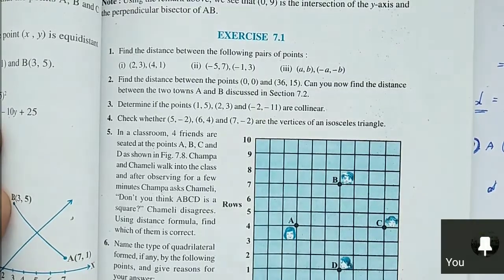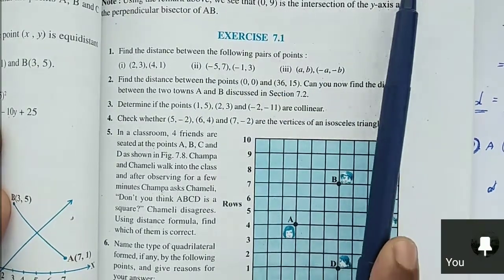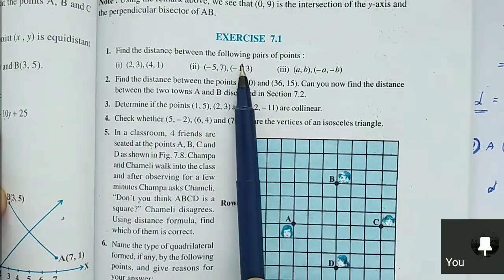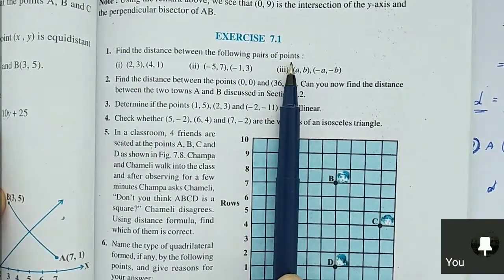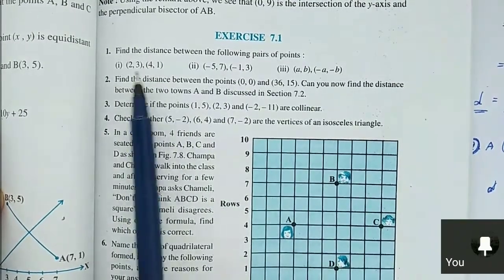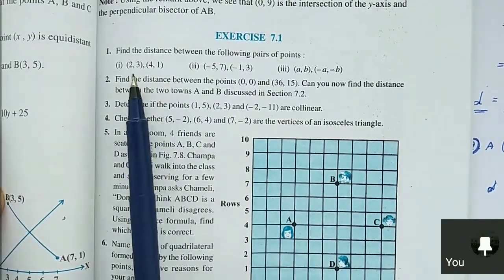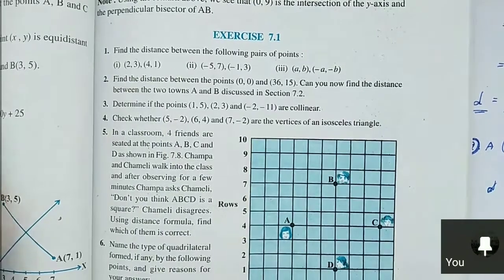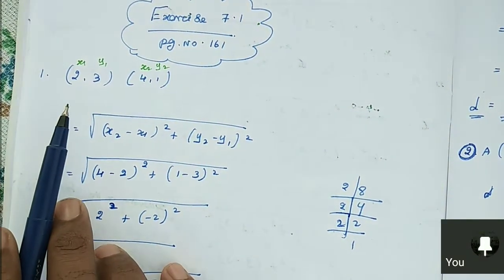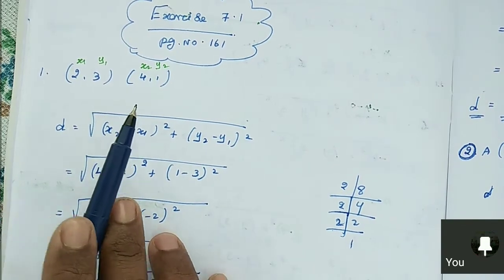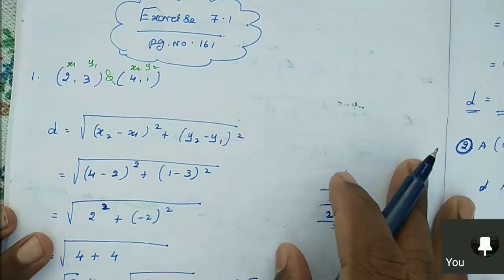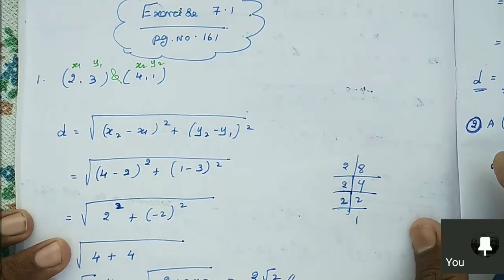So exercise number 7.1, page number 161, problem number 1. Find the distance between the following pair of points. Here they have given 2 points, and we are supposed to find the distance between these 2 points. Clear? The points given here are 2 comma 3 and 4 comma 1. So now we can use the distance formula to find the distance between these 2 points.